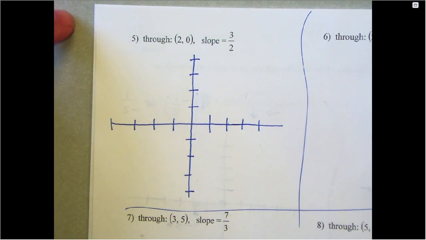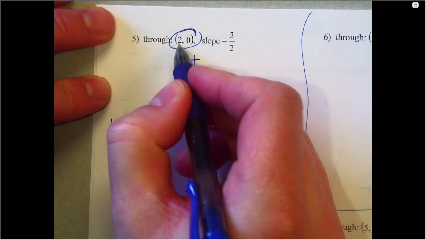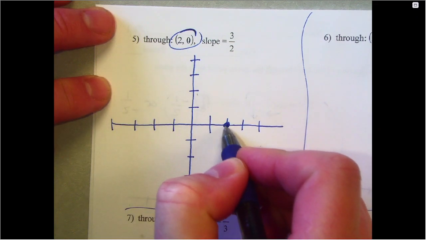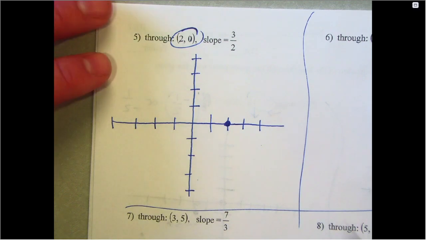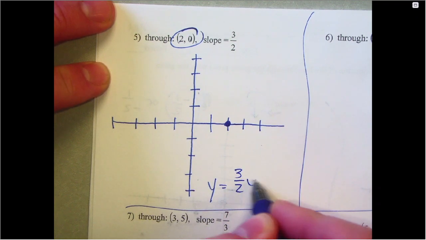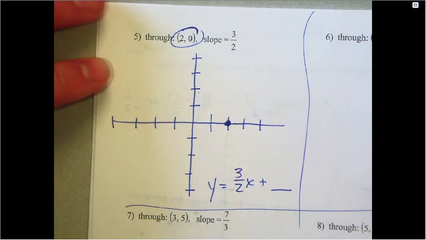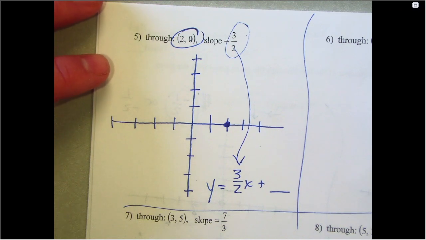Ready? 2 comma 0. That's my x and y. Let's put a point right there. So my equation, I know, is going to be y equals 3/2 x plus something. The slope is 3/2, and the slope just goes right in front of the x.